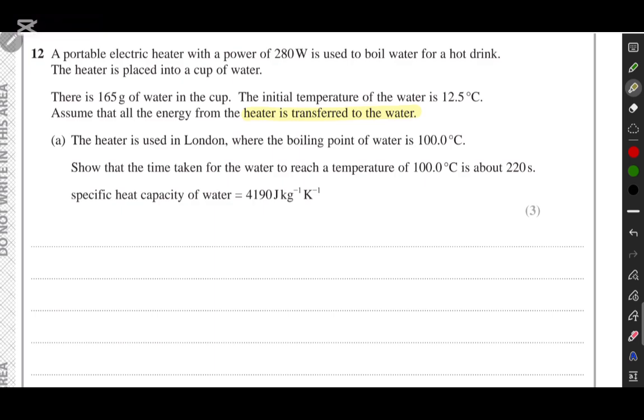The heater is used in London, where the boiling point of water is 100 degrees Celsius. So we have to show that the time taken for the water to go from 12.5 degrees Celsius to 100 degrees Celsius is 220 seconds. So first we need to find out how much work we have to do to increase the temperature from 12.5 degrees Celsius to 100 degrees Celsius. How much energy do we have to put into water to increase its temperature from 12.5 to 100 degrees Celsius?